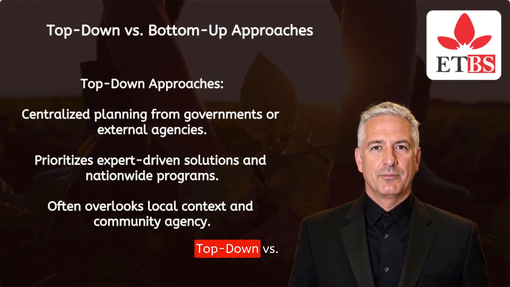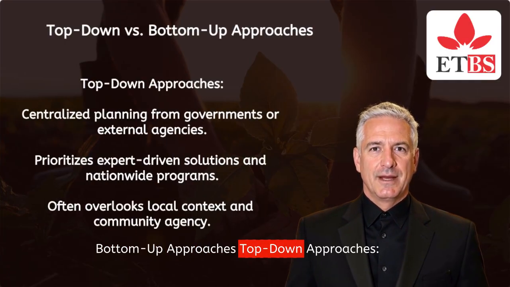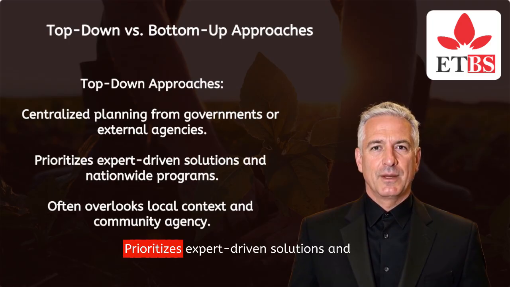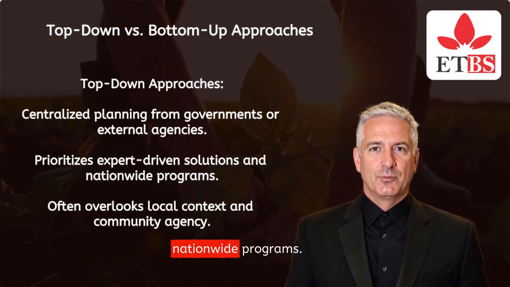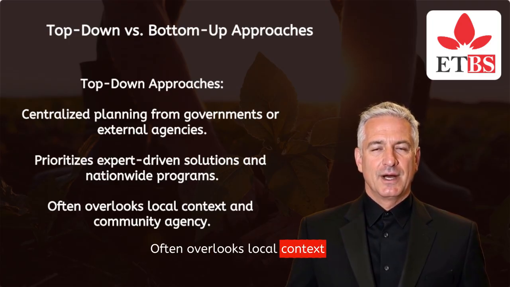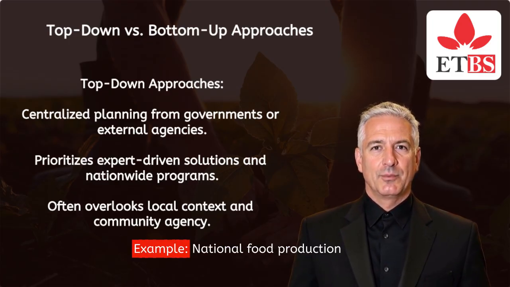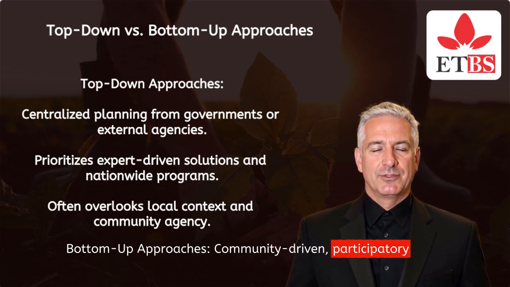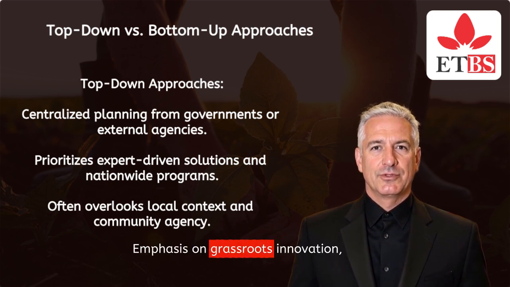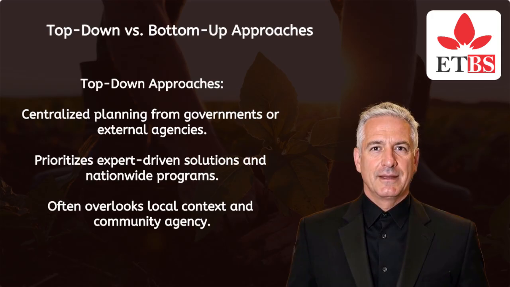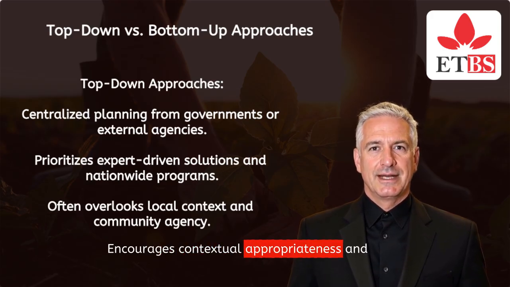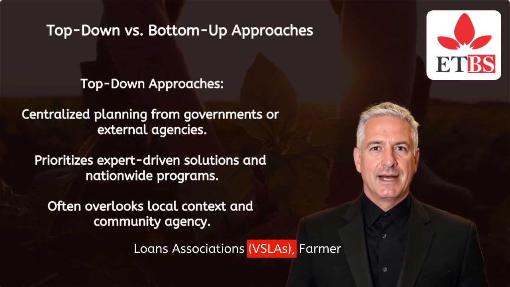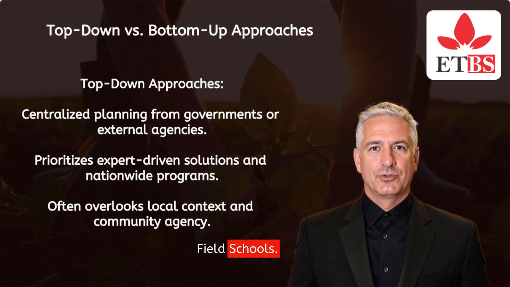1. Top-down versus bottom-up approaches. Top-down approaches, centralized planning from governments or external agencies, prioritize expert-driven solutions and nationwide programs, and often overlook local context and community agency. Example: national food production campaigns. Bottom-up approaches, community-driven, participatory methods, emphasize grassroots innovation, empowerment, and ownership, and encourage contextual appropriateness and sustainability. Example: Village Savings and Loans Associations, VSLAs, Farmer Field Schools.